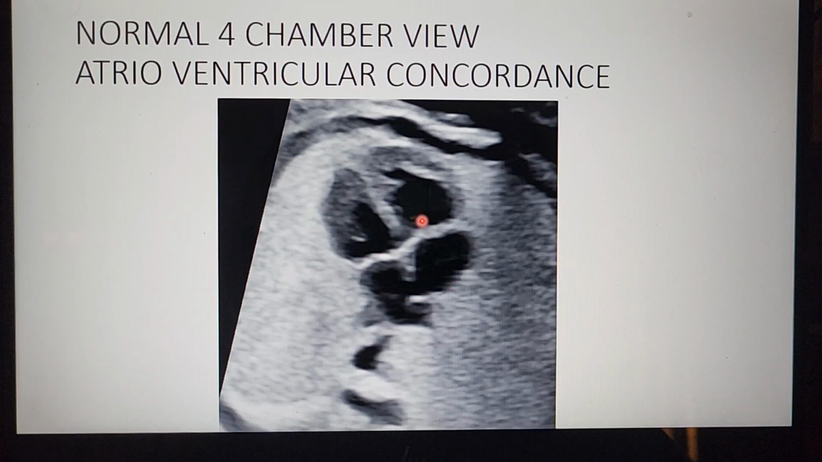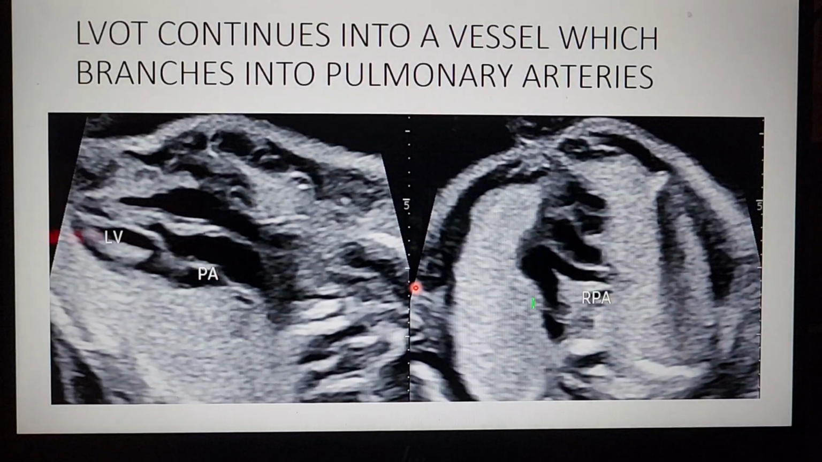atrioventricular concordance. This is the RV, which is more trabecular. This is the LV, which is less trabecular. So the RA connects to RV, LA connects to LV. So there is atrioventricular concordance.